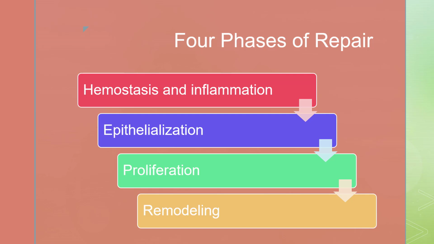There are 4 phases of repair: hemostasis and inflammation. Epithelialization is the process of developing a membranous tissue covering, or epithelium, over exposed tissue or organs. Proliferation is 3 major events. 1. Angiogenesis, which is the growth of new blood vessels. 2. Collagen synthesis, also known as collagenization. 3. Wound contraction, the drawing together of the wound edges. And finally, the last phase is remodeling.